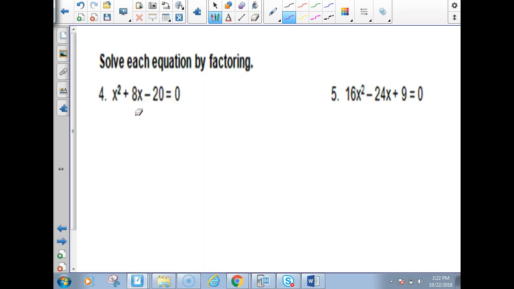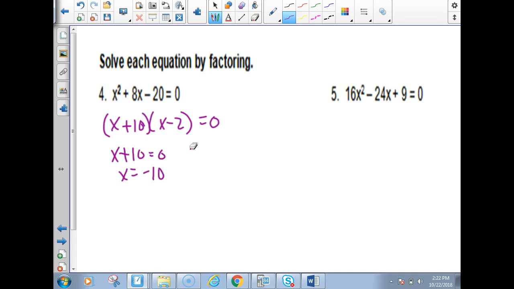Next we have solve each equation by factoring. So this would be x plus 10 times x minus 2. And then you set each factor to 0. That will give you x equals negative 10. And the other one is positive 2.